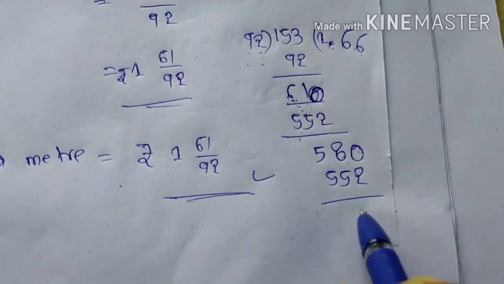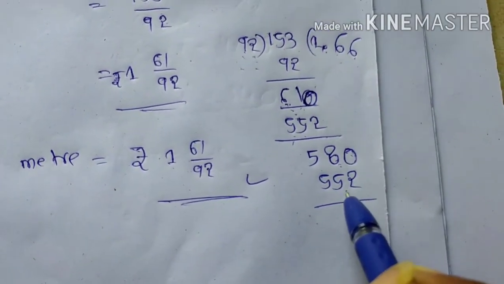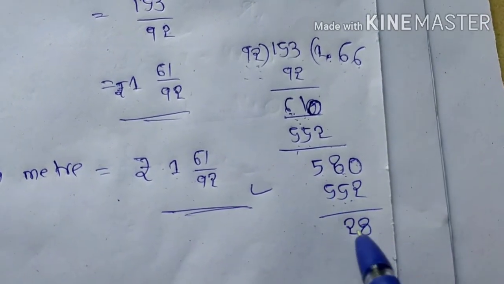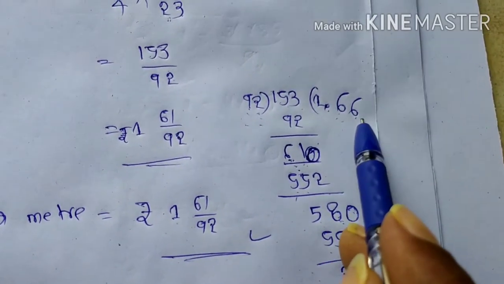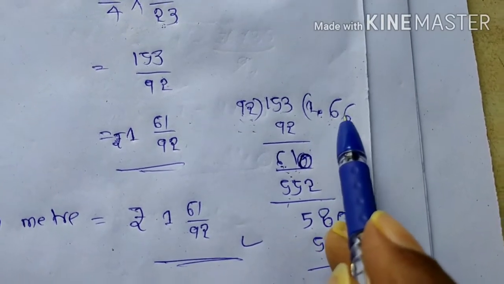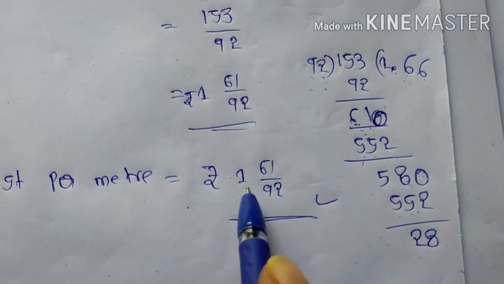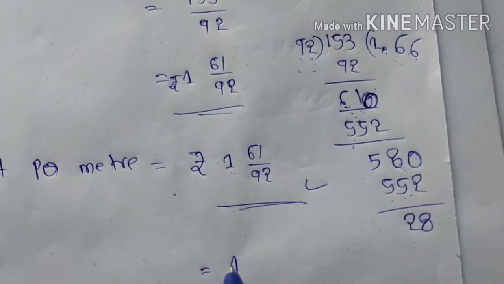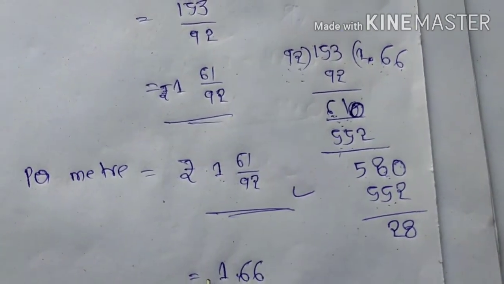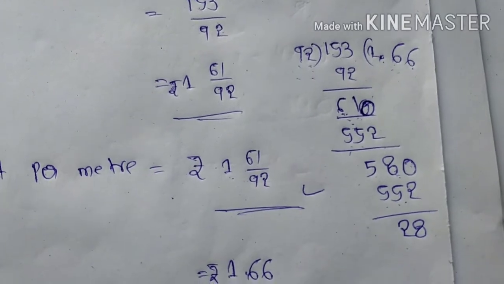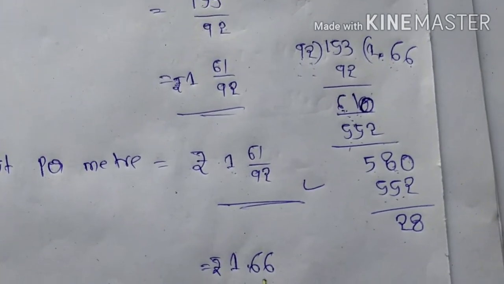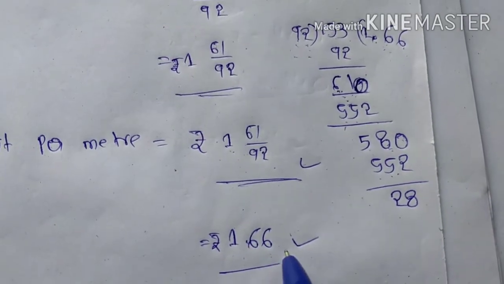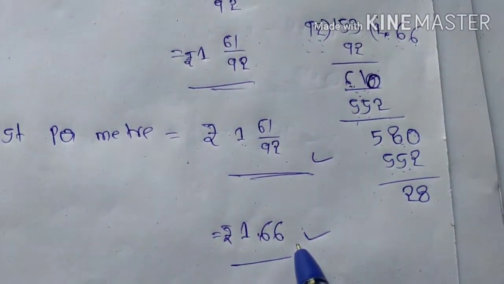That means here 10 minus 2 is 8 only. Here 7 minus 5 is how much? 7 minus 5 is 2 only. So here 5 minus 5 is 0. Still enough, 2 decimal points. So your answer is how much? 1.66. You can write here 161 by 92, or you can write 1.66 as your answer. Both are correct answers. You can stop here also.